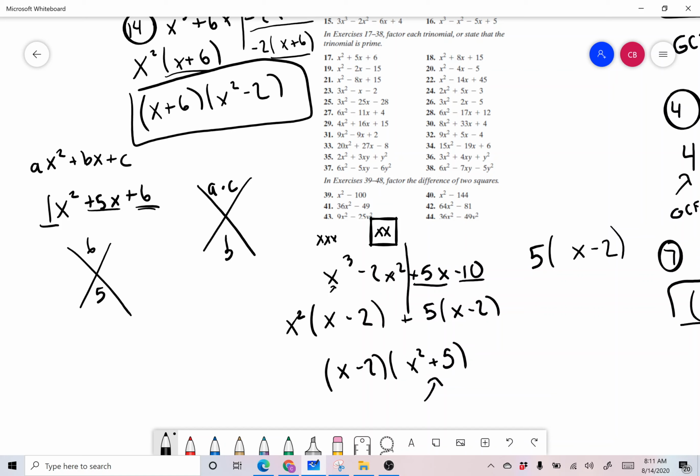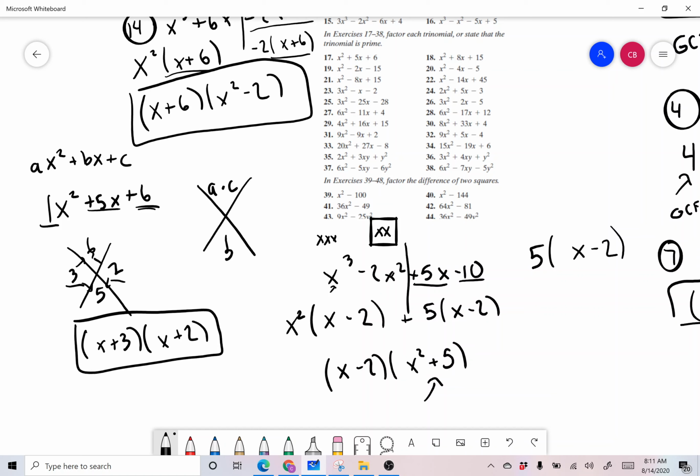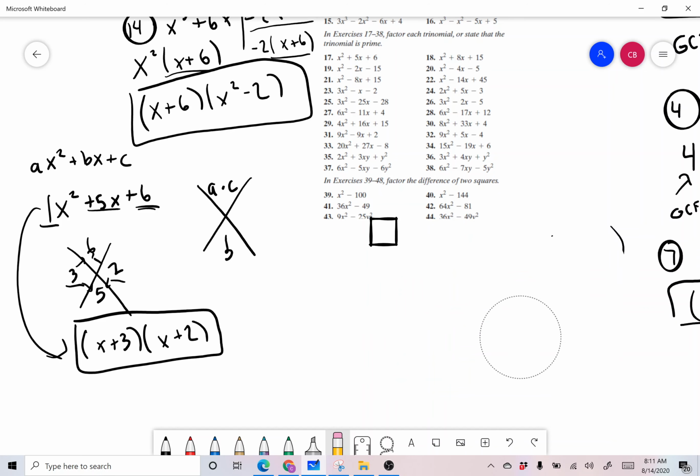I need two numbers that multiply to 6, but add up to 5. Well, that would be 3 times 2. Notice this times this is 6. This plus that is 5. Okay, so if positive 3, positive 2, so this is x plus 3, x plus 2. This is your factoring for this problem up here. Kind of just makes that thing appear. Okay, so I'm going to start erasing some stuff we don't need. We don't need this box.